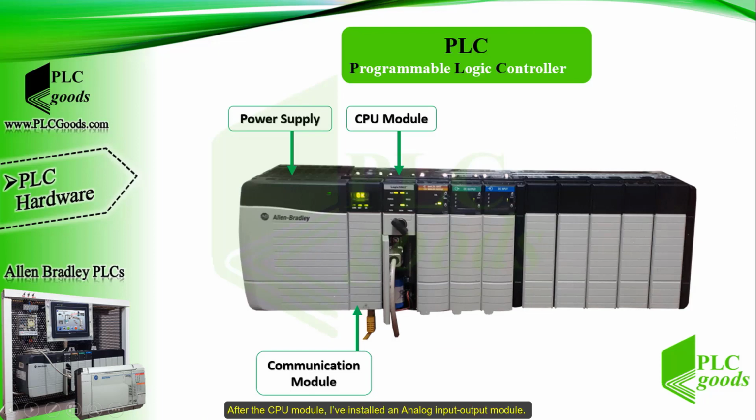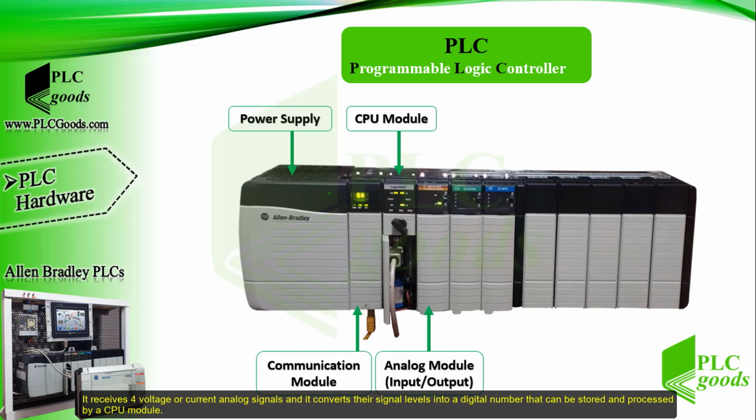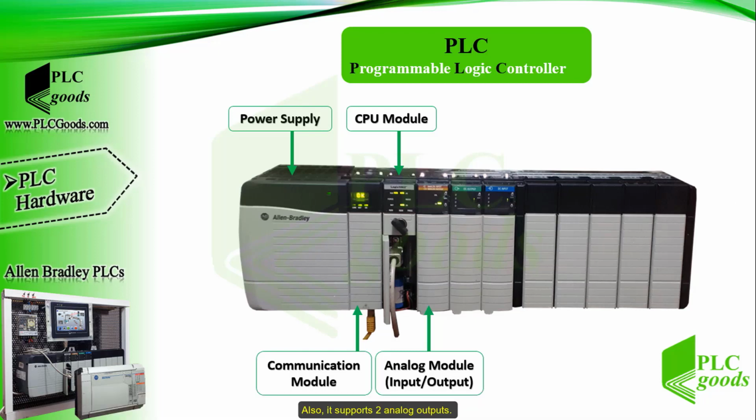After the CPU module, I have installed an analog input-output module. It receives 4 voltage or current analog signals and converts their signal levels into a digital number that can be stored and processed by a CPU module. Also, it supports 2 analog outputs. So my CPU module can use it to generate a suitable voltage or current to control analog equipment.